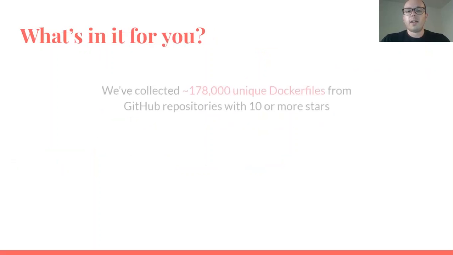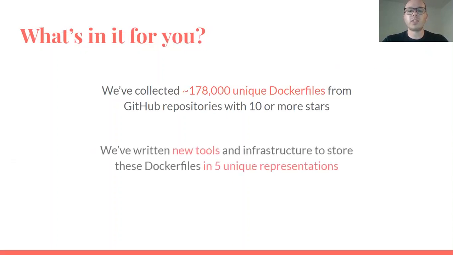So why should you care? Well, we have done a lot of work for you already. We've collected 180,000 unique Dockerfiles from GitHub repositories with 10 or more stars. We've written new tools and infrastructure both to do this collection, but then also to get these Dockerfiles in 5 unique representations. And this matters because the Dockerfiles themselves, they aren't that hard to get at, and it's not hard to parse them.